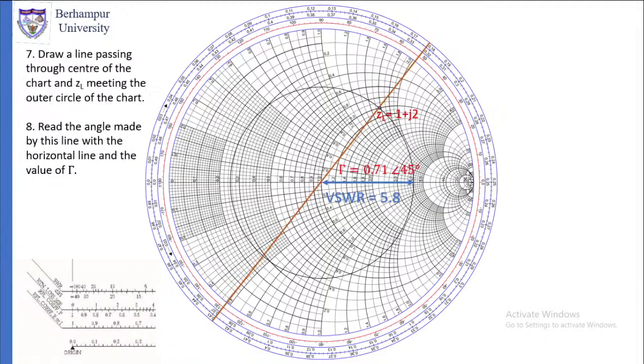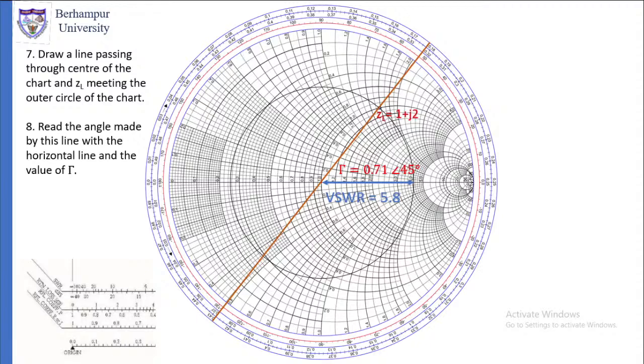Next, once that is over, draw a line passing through the center of the chart and ZL, which meets the outer circle of the chart. This is the red line that we have drawn. Then read the angle made by this line with the horizontal line and the value of gamma on the horizontal line. The value of gamma gives you the magnitude, and the angle gives you the angle of the gamma.